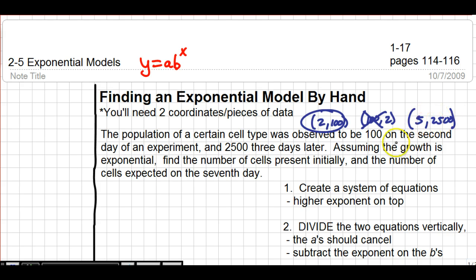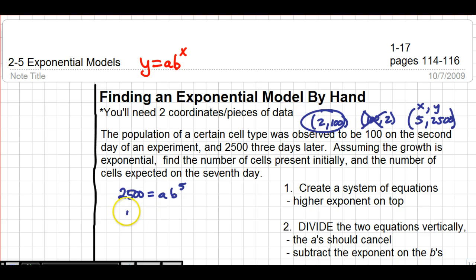The one that's the higher set of numbers is the one I want to work with first. So remember that these coordinates are simply x, comma, y. So I'm going to start with the y value. And a and b I don't know, and it's being raised to the x in this case, which is a 5. Leave a little bit of room and do your other coordinate right underneath it.